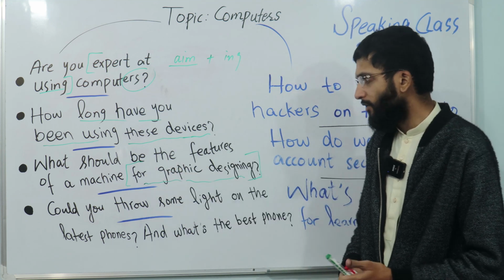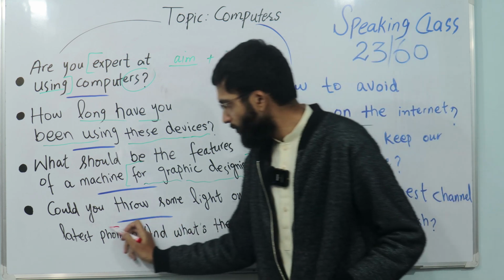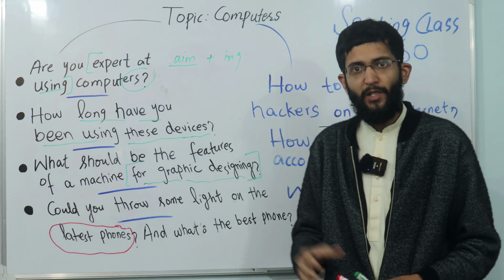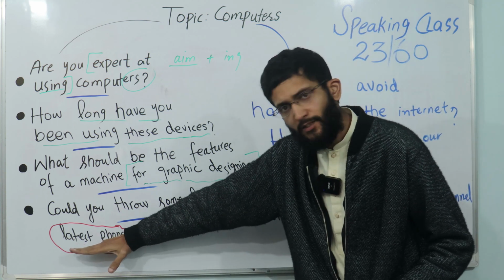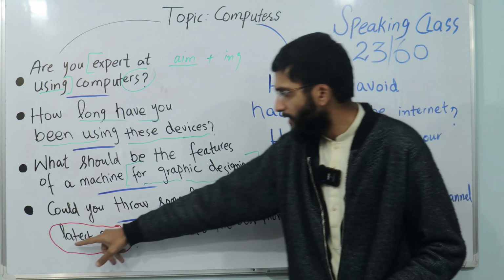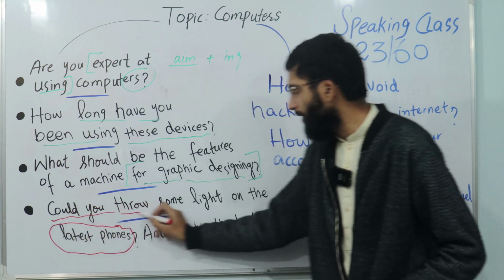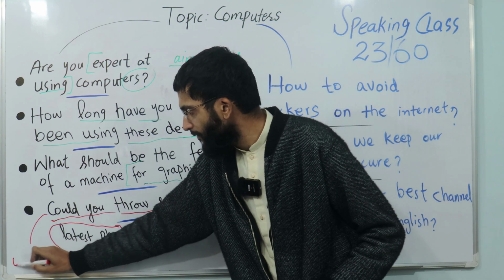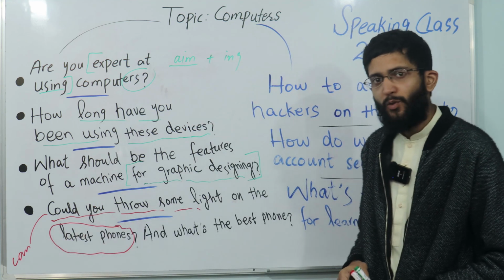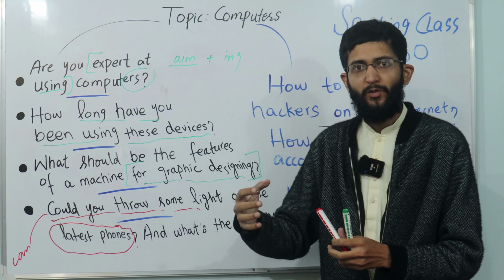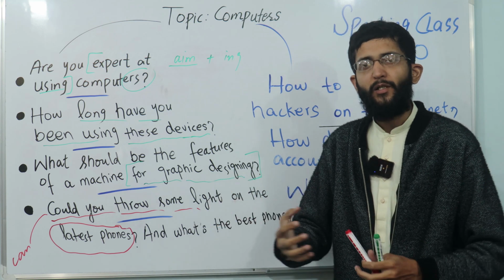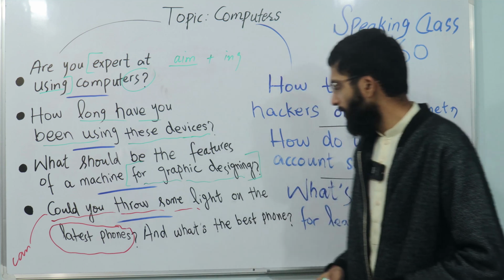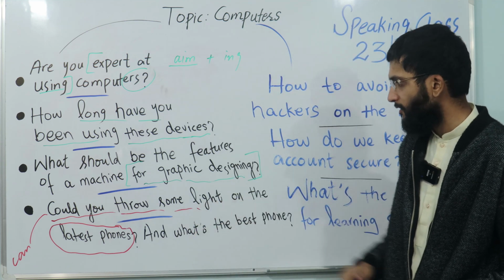Could you throw some light on the latest phones? Latest phones, an important phrase structure. Latest machines, latest laptops, latest computers, latest gadgets, latest devices, anything latest. So this is a requesting style. Could you throw? Could you? Could you is basically the past of can, but it is also used for extreme level request. It shows a polite behavior. Like, could you please help me, sir? That is a polite behavior. Could you throw some light on the latest phones?